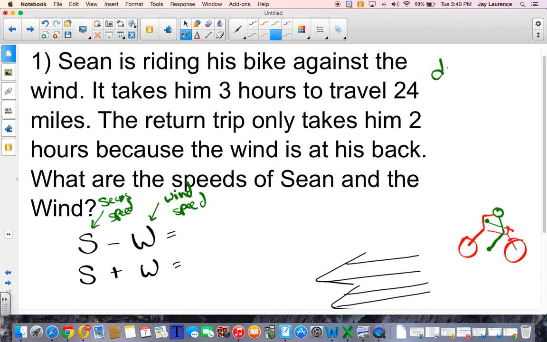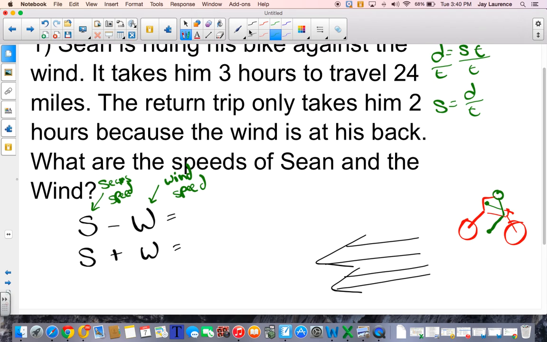If I think about distance equals speed times time, and I solve for s, I know speed equals the distance divided by the time. So you have to take half a second here and think. I have a speed minus a speed. I must end up with a speed. Then I have a speed plus a speed. I must end up with a speed. There's no other option. So what am I going to put over on the right-hand side?